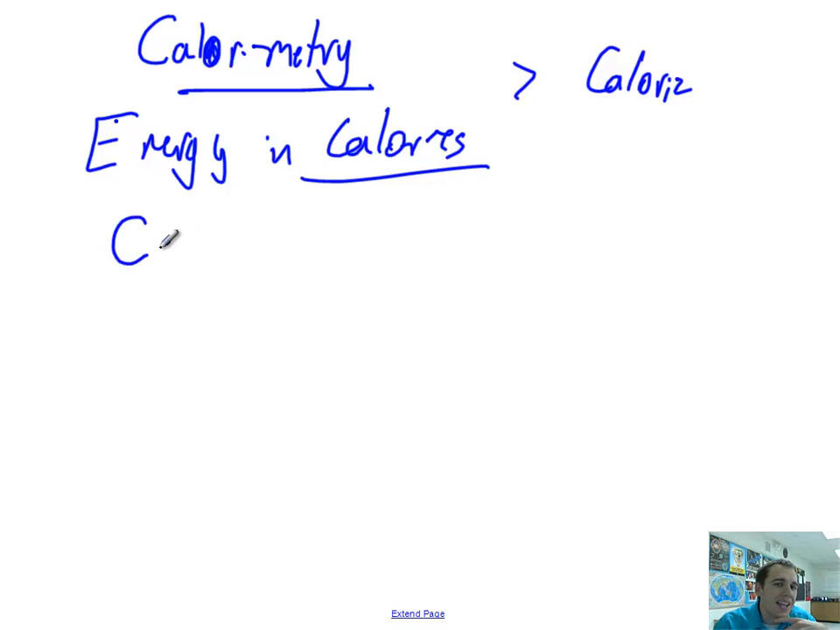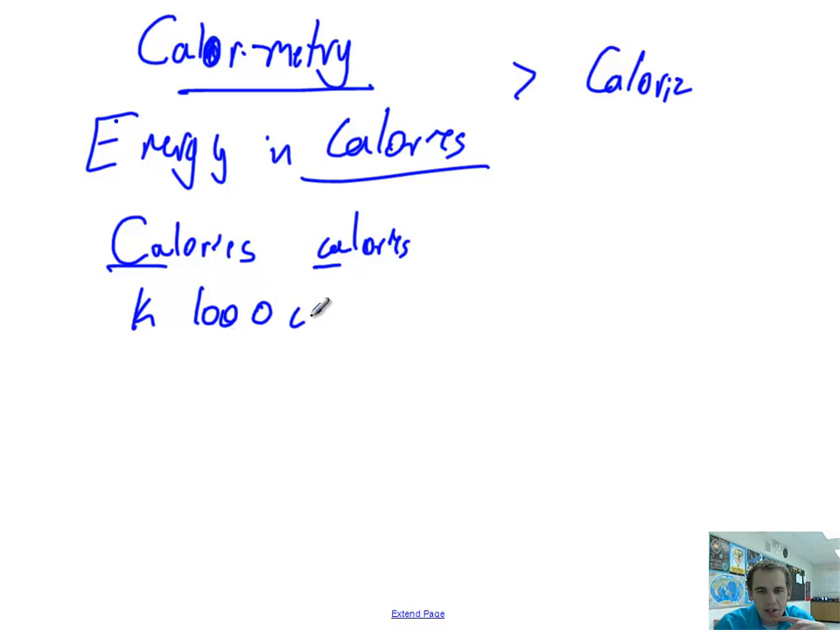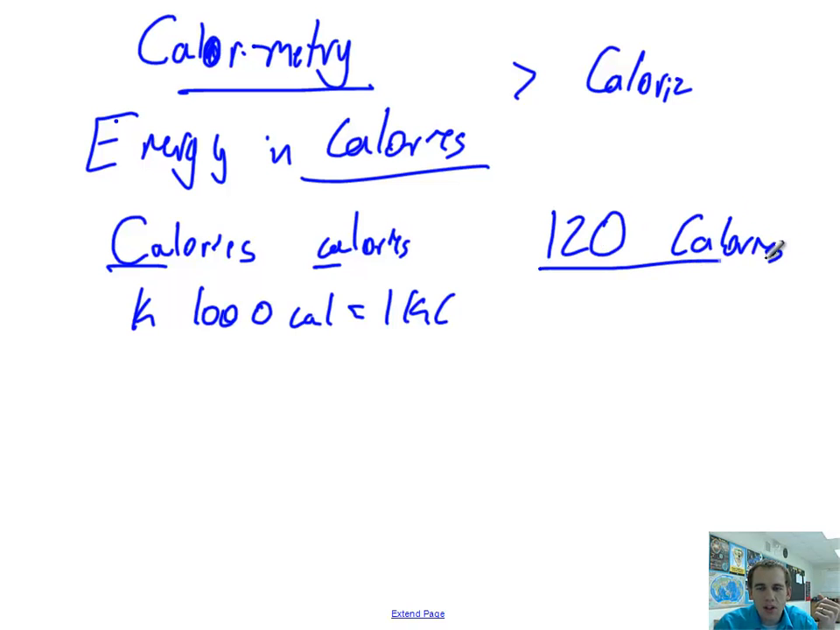Now, calories are different than calories. Capital C, lowercase c. This capital C really means kilocalorie. So 1,000 calories equals 1 kilocalorie, or 1 capital Calorie. So when you have your granola bar and it says it's 120 Calories, it's actually 120,000 calories. It's 120 kilocalories.